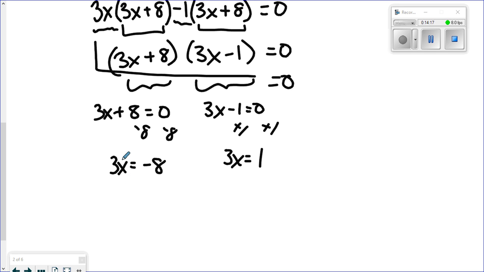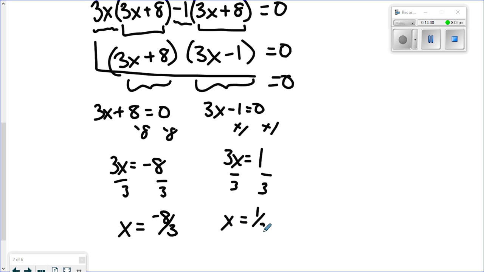If I'm still trying to isolate, get x by itself here, I'm going to divide both sides of the equation by 3. Same thing here, since it's 3x, I'm going to divide both sides of the equation by 3. So our values are x equals negative 8 over 3, and x is equal to positive 1/3. So those are our values for x.